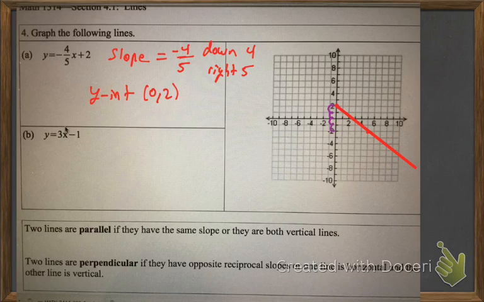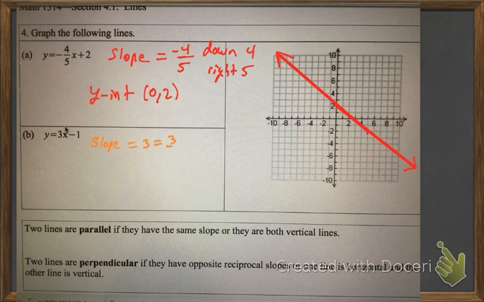And then to the right, 5. 1, 2, 3, 4, 5. So it was fine. I didn't do a good job counting down. So we're fine. And so then we connect our dots and draw our line. Okay. And then I'll label it at the end here. We'll also graph y equals 3x minus 1.